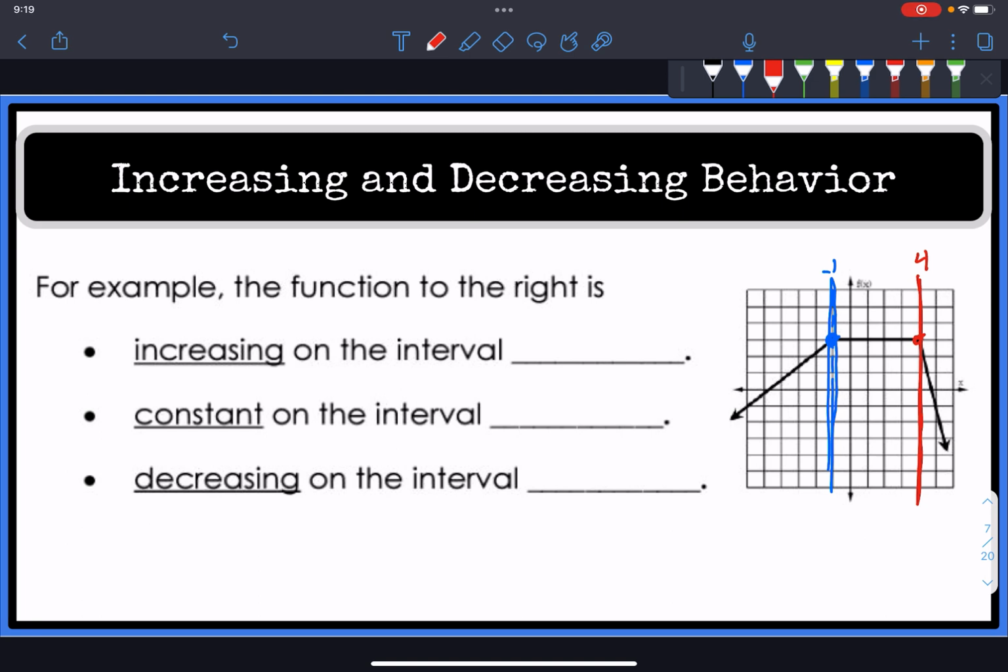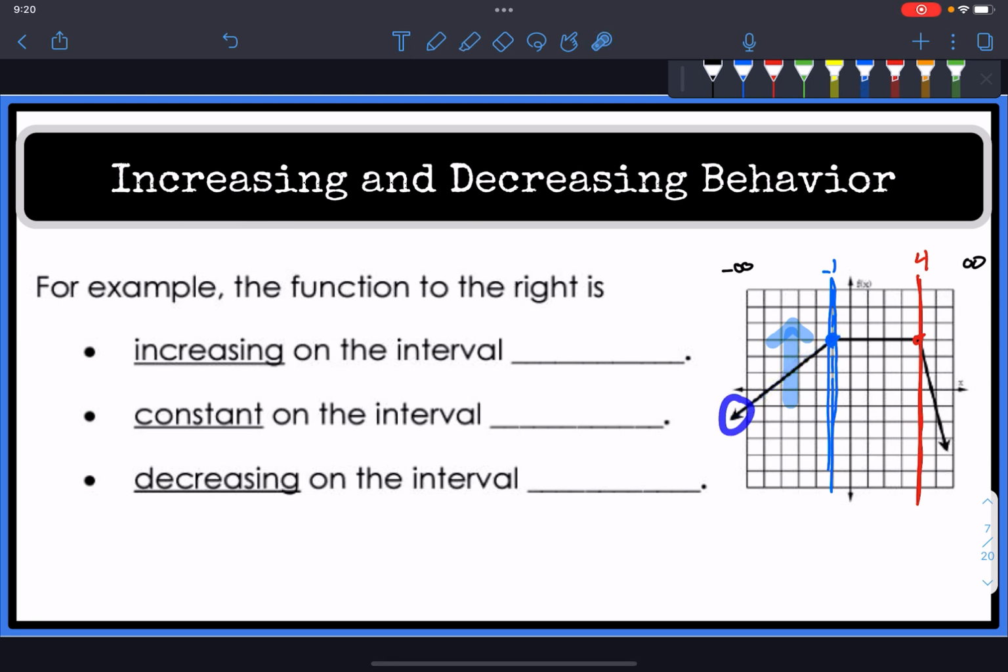Well, using those critical points, we can break our interval, which is the x values I'm interested in, from -infinity to +infinity into 3 sections: from -infinity to -1, from -1 to 4, and from 4 to infinity. And in those sections, the graph is changing from moving up to constant to moving down from left to right. So in this section here, to the left of -1, from left to right, the graph is moving in an upward direction.